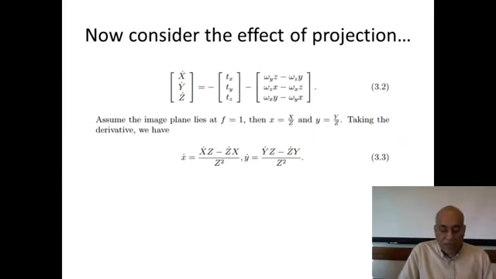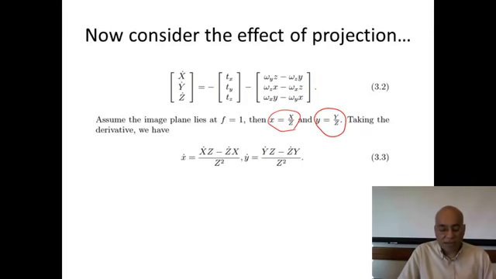Okay, so now we are going to consider the effect of projection. So far, in fact, we had no notion of perspective projection. It was just the camera is some object moving, and then we have described relative movement as a combination of translation and rotation. So the equations of perspective projection are given here.